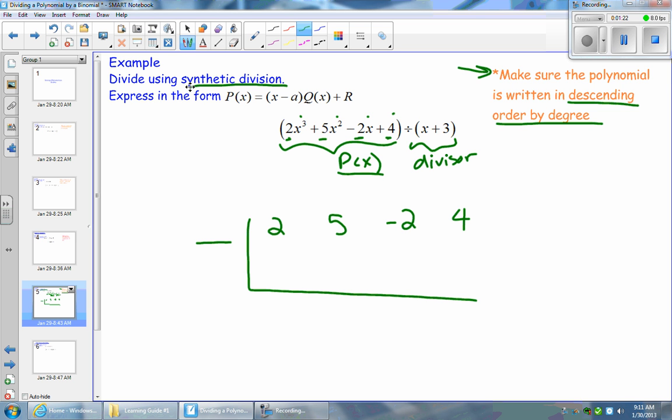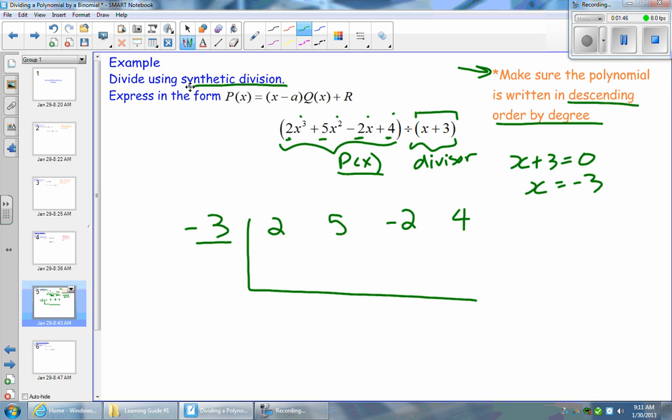Now we need to find the number that goes in front of the division bar. That number is going to correspond to the root of your divisor. So to find the root of your divisor, set it equal to 0, x plus 3 is equal to 0, and solve for x. And the root is going to be, in this case, x is equal to negative 3. So that's the number that goes right in front of your synthetic division bar. Okay, now we carry out the synthetic division as follows.